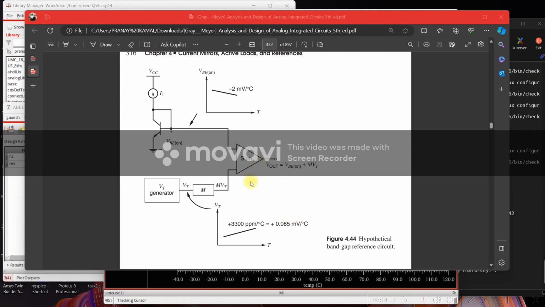Now we can observe that one voltage curve is decreasing with temperature and another is increasing with temperature. So if we find a way to add those two, we'll get a voltage which is constant over the complete temperature range. That's how a BGR works. I will show you the Cadence simulation of this BGR circuit, the PTAT and CTAT voltages, and then how I added those two to get the reference voltage.